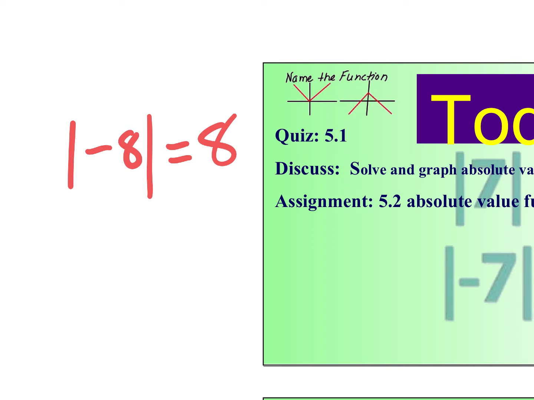Distance from 0. The distance from 0. That's really what they're asking you when they do an absolute value: how far away is that from 0? Okay.